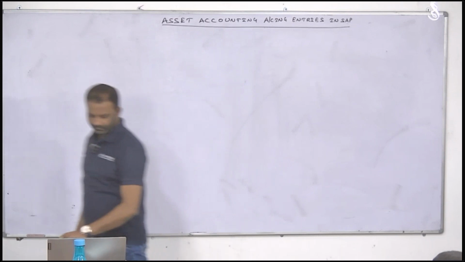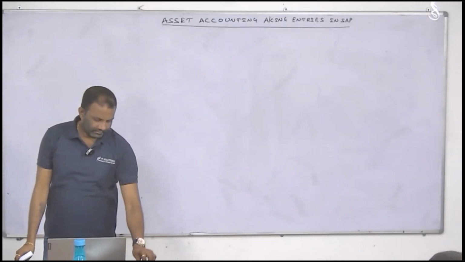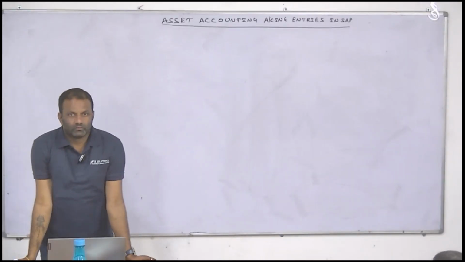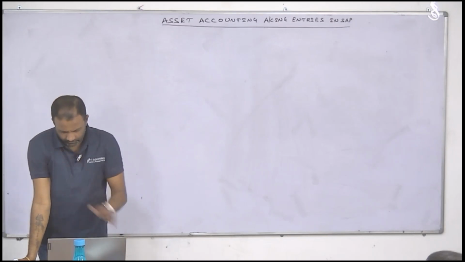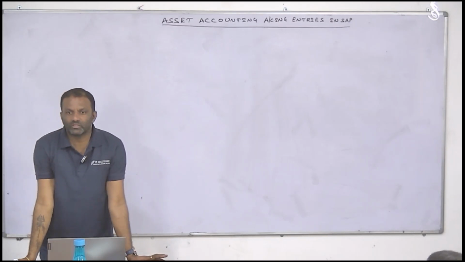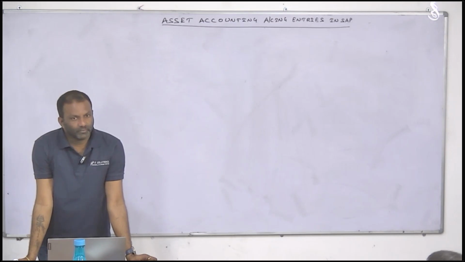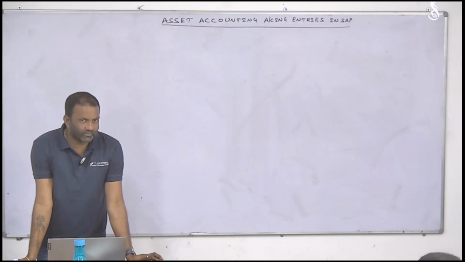What is the next one? In the FI module, there are 5 important submodules. What are those? GL accounting, accounts payable, accounts receivable, fixed asset accounting, bank accounting. If you clearly observe, I have touched GL. We have discussed about GL.